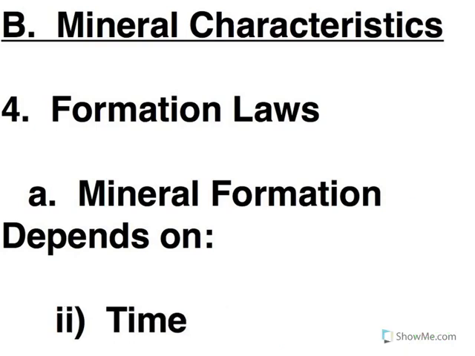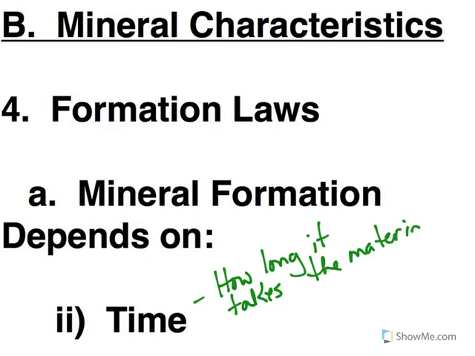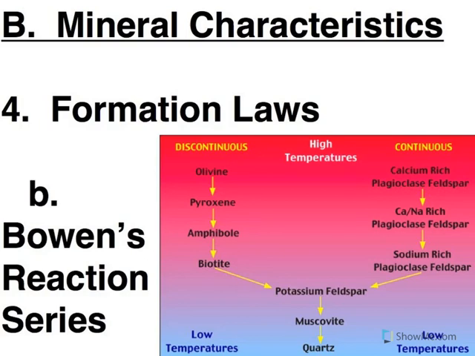And then the other issue is time. How long will it take for the material to cool and solidify? So both of those are going to be a factor. And the person who figured all this out was someone named Bowen, and so it's now known as Bowen's reaction series. What he looked at were those two conditions: what materials are available and how long it would take for something to cool and solidify.